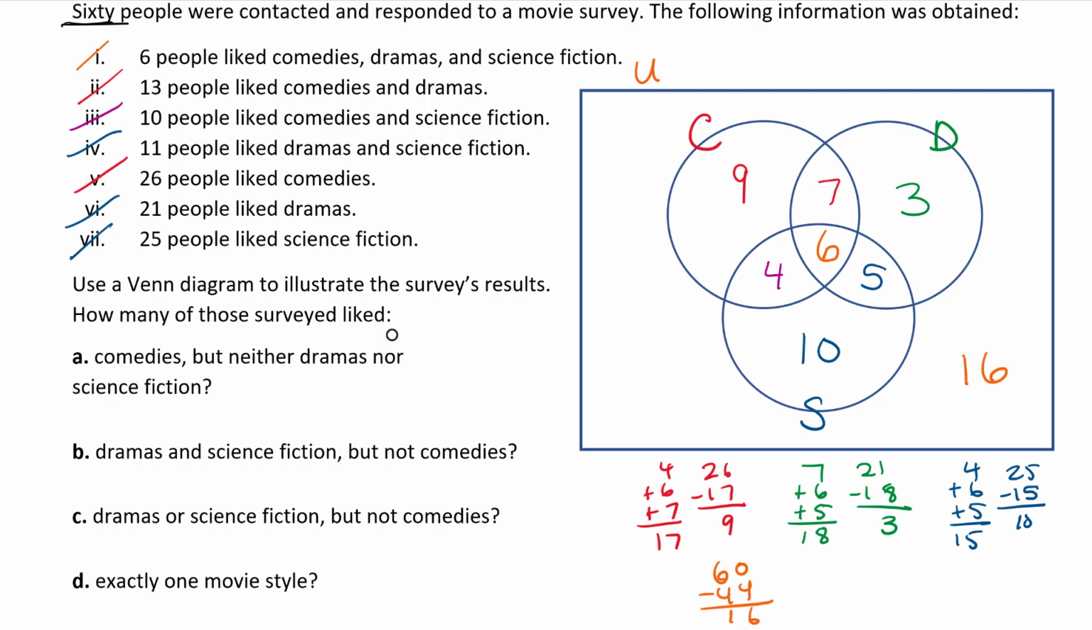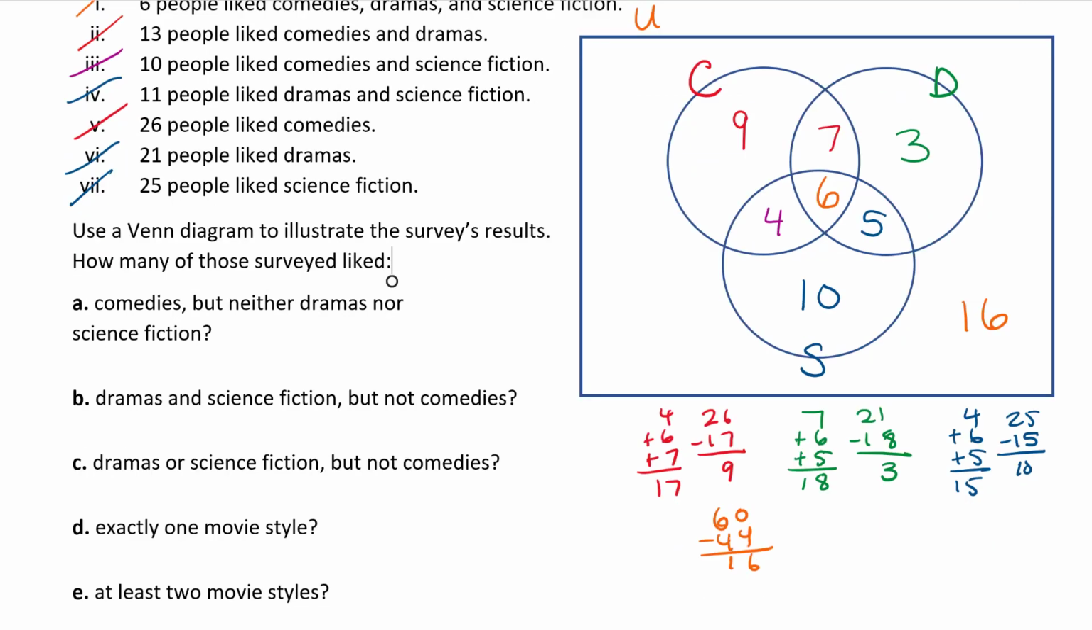Okay, so now that I have my Venn diagram filled out, I can use the Venn diagram to answer the questions. So how many of those surveyed liked comedies, but neither dramas nor science fiction? That would be 9. That's the one in just the comedy section, but not anything else.